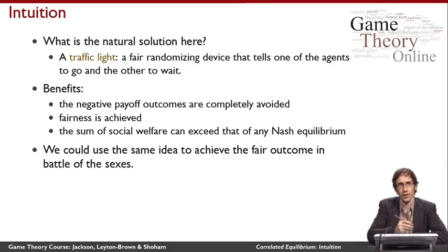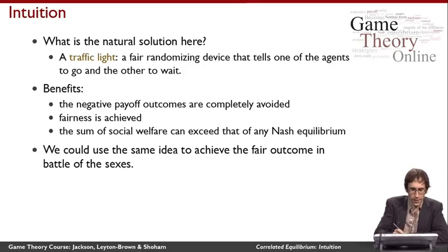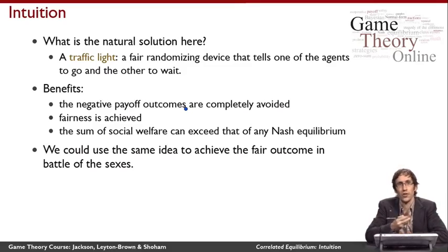Well, the benefits here are that the negative payoff outcomes are completely avoided. We can achieve something fair, and in general, although not in this example, it's possible to end up with a sum of social welfare that exceeds that which can be achieved in any Nash equilibrium. Well, we can use the same idea to achieve the fair outcome in the Battle of the Sexes game. So we could have a situation where the husband and wife flip a coin, and depending on how the coin comes up, they go together either to the ballet or to the football.